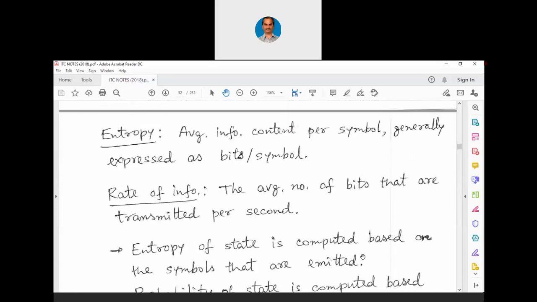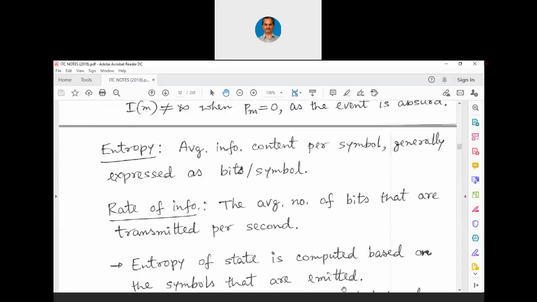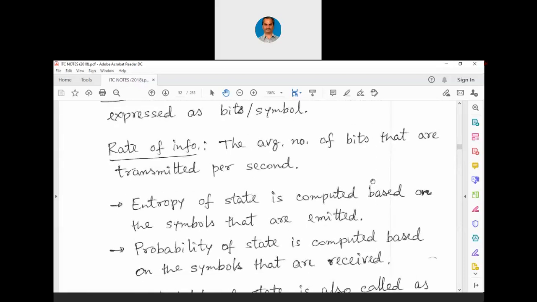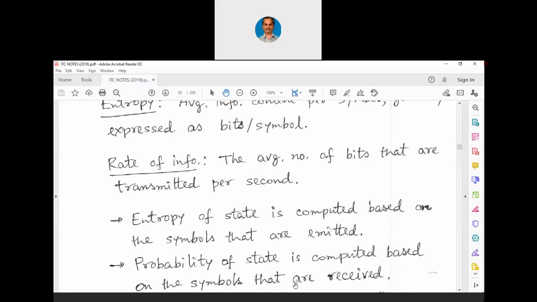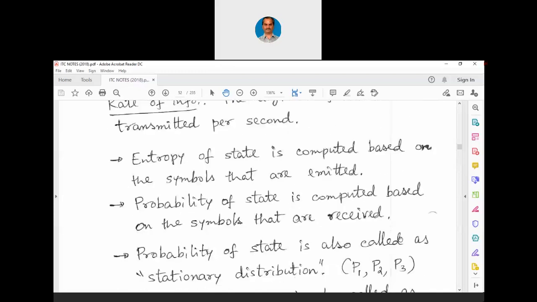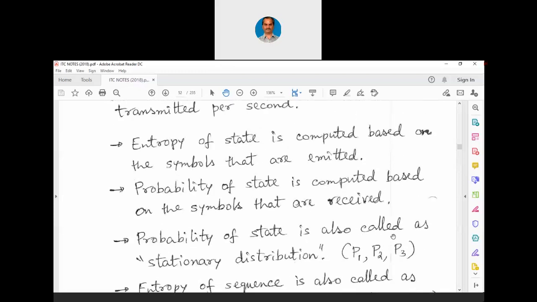And entropy of state is computed based on the symbols that are emitted. In the beginning, when the system is in a particular state, it is going to emit symbols, and that is utilized for computing the entropy of the state. Later on, when a transition is happening from state to state, transition probabilities come into the picture. Probability of state is computed based on the symbols that are received. Probability of state is also called the stationary distribution.